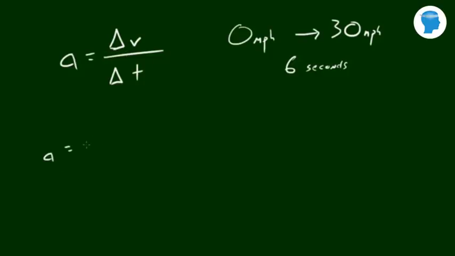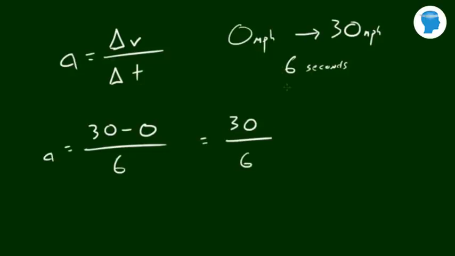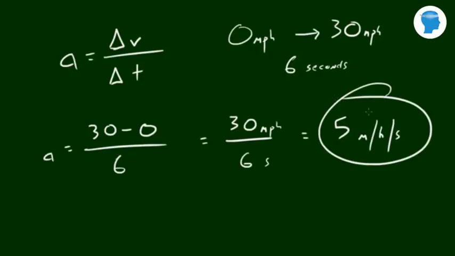So acceleration equals the change in velocity, which is 30 minus 0, over the change in time, which is 6 seconds. So now if we simplify this, that would be 30 over 6. And again, like I said, I might as well go ahead and throw these in: 30 miles per hour over 6 seconds. And we would end up with an acceleration of 5 miles per hour per second. So this right here is our final acceleration.